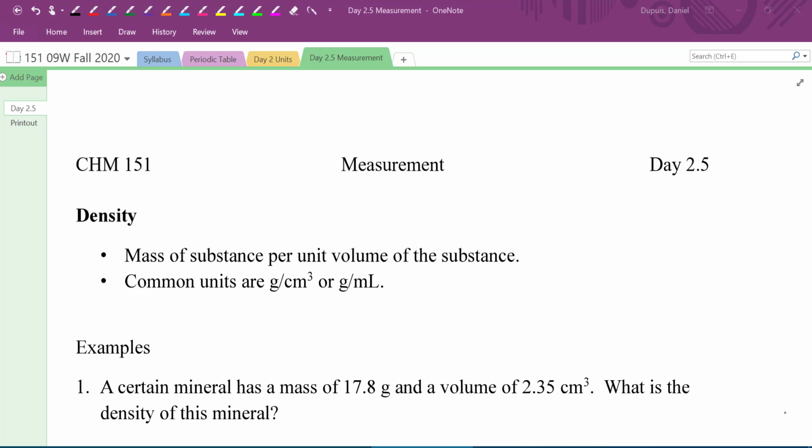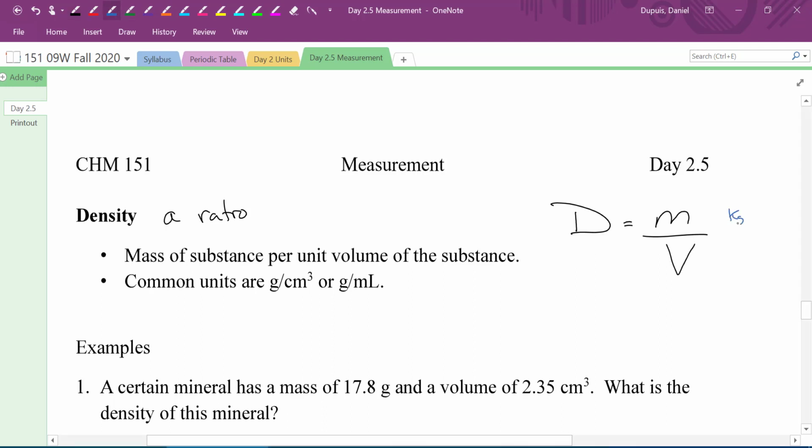Density is a ratio. It's a ratio of mass to volume. The formula for density is mass over volume, and it's just a ratio. Now, the SI units are kilograms per meter cubed.